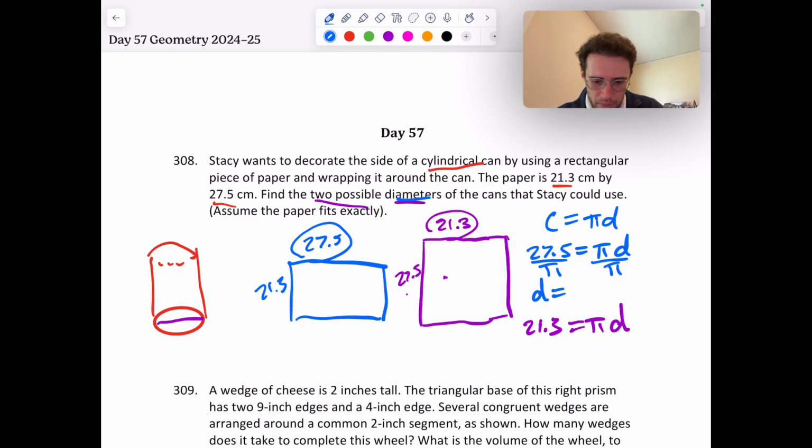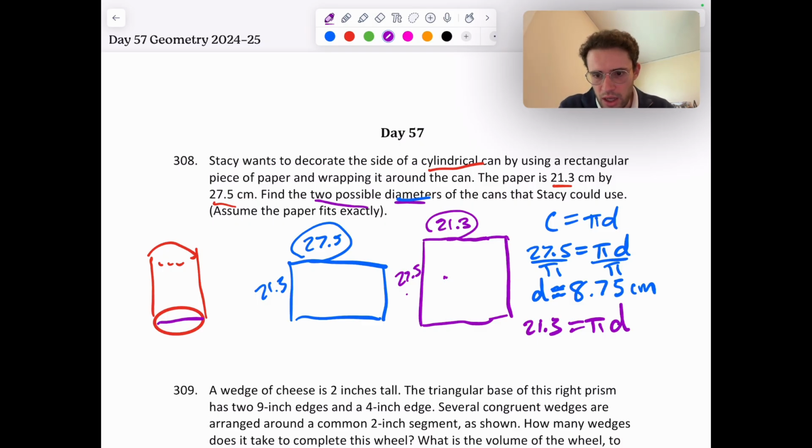Take my calculator, I could just type in 27.5 divided by pi. It gives me 8.75352. If I round that to the nearest, say, hundredth, that'd be 8.75 centimeters, and they say approximately. All right, so that should be the bigger diameter.